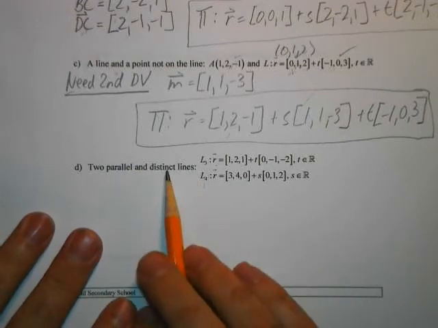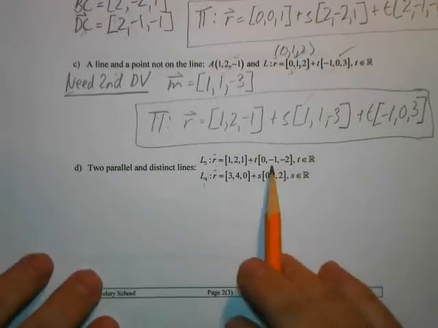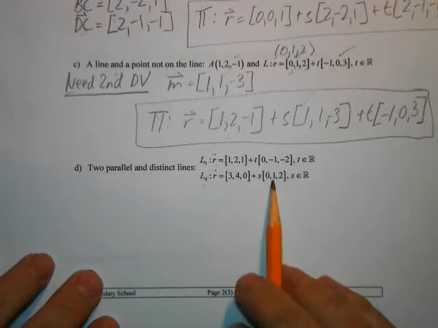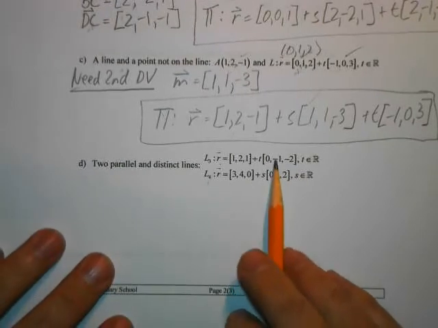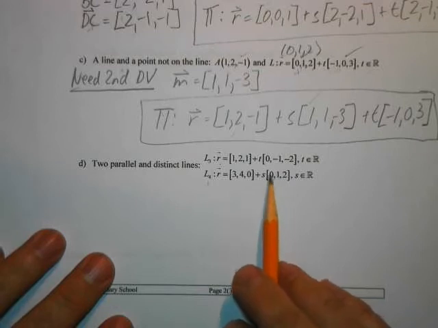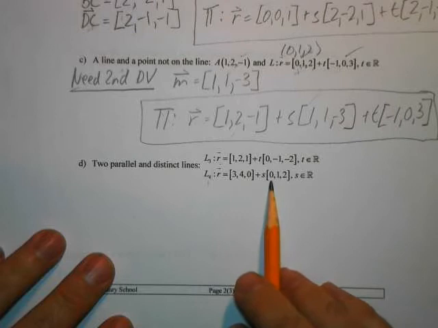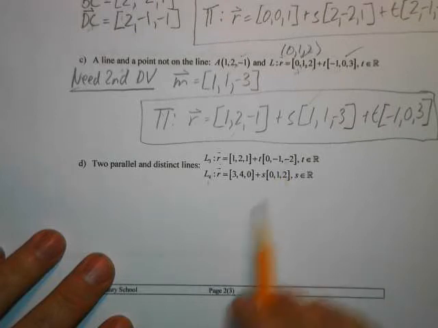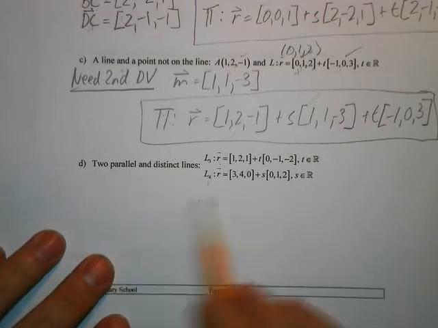So we've got 2 lines, they're parallel, and they're distinct. So if you look at the direction vectors, you could tell that they're parallel because the direction vectors are scalar multiples of each other. If I multiply this direction vector by -1, I would get that direction vector. So that, in fact, shows you that they're parallel.